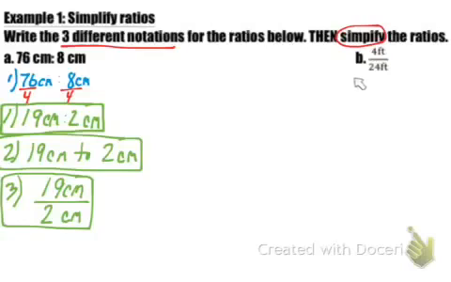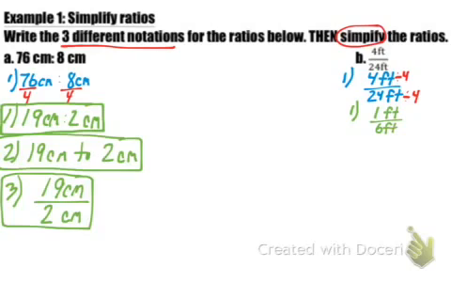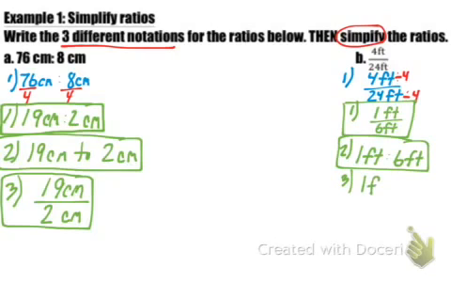Then in B, we have 4 feet over 24 feet. So they give us the third option, where you write your ratio as a fraction. We just have to simplify it first. We have 4 feet over 24 feet, and they both can be divided by 4. So our first way to write the ratio is 1 foot over 6 feet. Second way, 1 foot colon 6 feet. And then finally, we have 1 foot, the word "to," 6 feet.